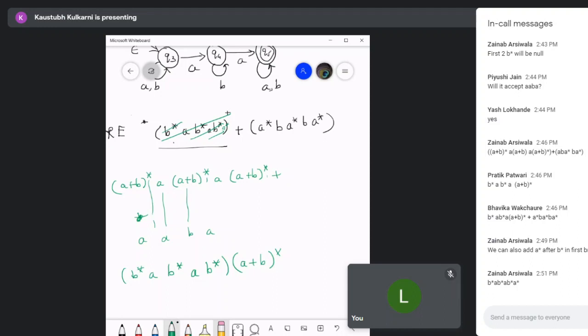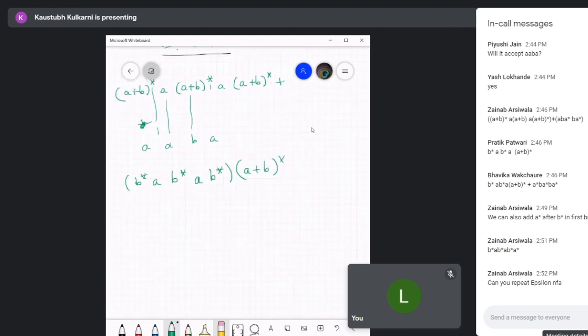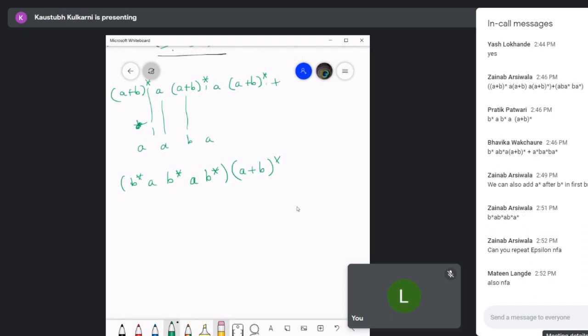What else? So, what is the next question? Next doubt? Anything? Epsilon NFA. Okay. Exactly what part of epsilon NFA? Can you unmute and ask? Sir, actually, I was not there during Epsilon NFA, so... Okay. And Mateen has asked also for NFA.